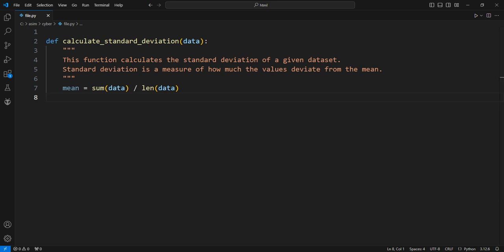Calculate the squared differences from the mean. To see how much each number in the dataset deviates from the mean, we subtract the mean from each value, and then square the result. Squaring ensures that negative differences are treated equally to positive ones. The list comprehension creates a list of these squared differences.